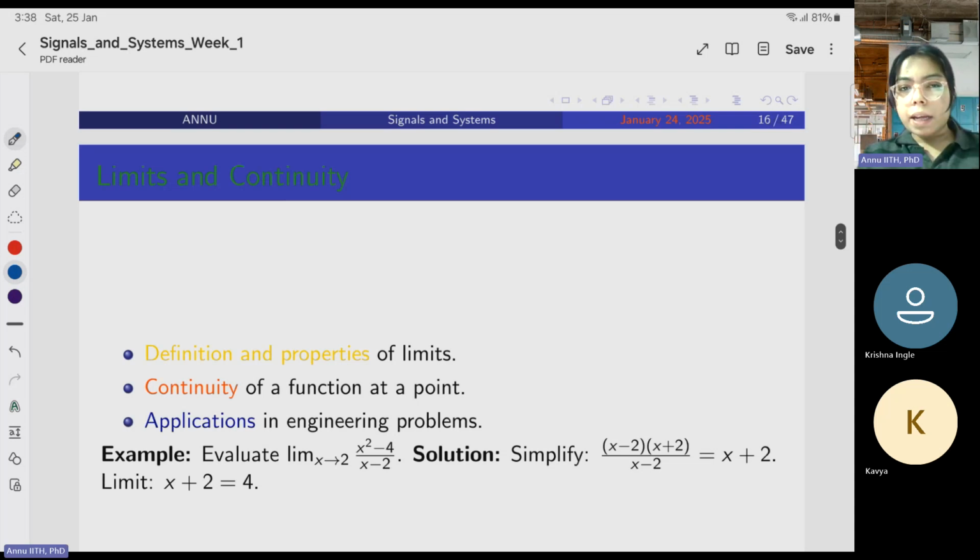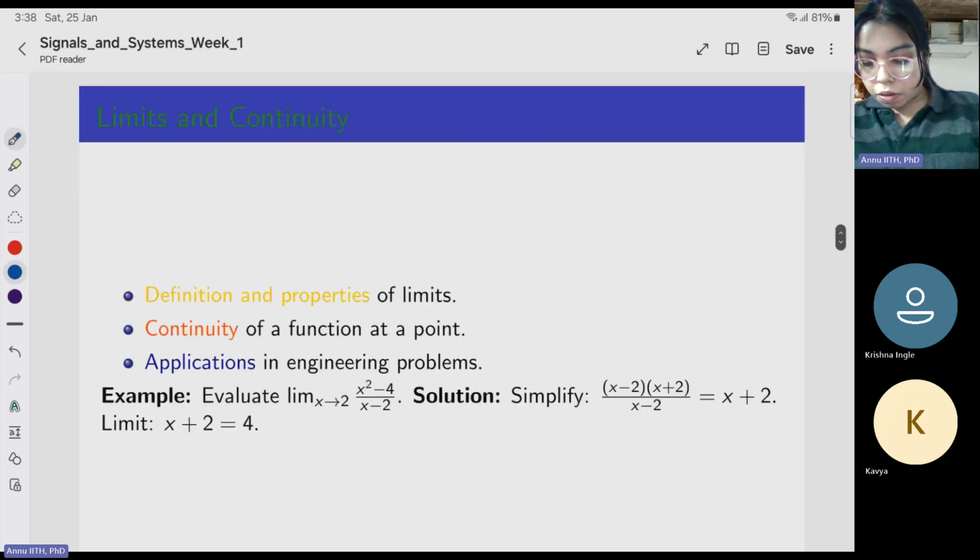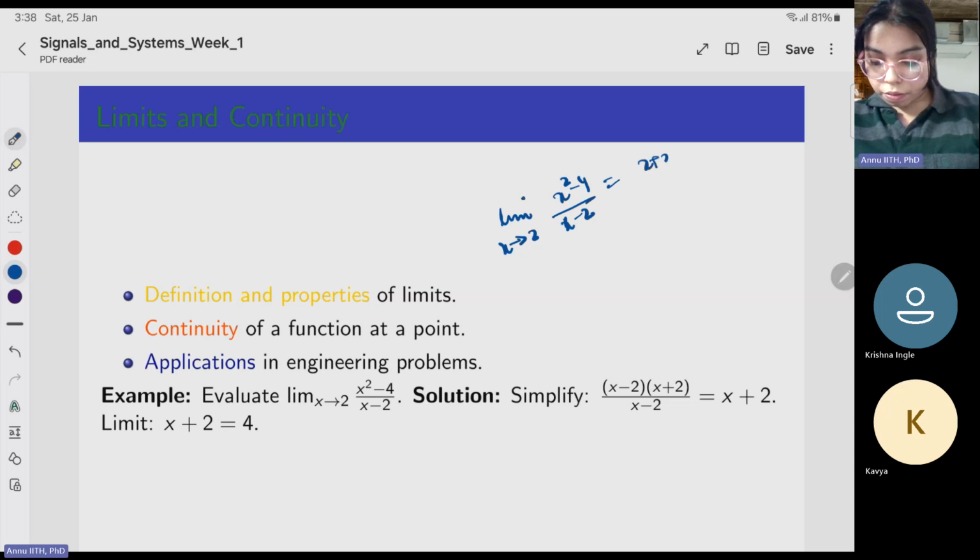In order to solve for the limit, you need to first simplify it to the maximum extent. You need to use some of the maths here. The question is limit x tends to 2, x square minus 4 divided by x minus 2. This goes as x plus 2 times x minus 2 divided by x minus 2. The factor cancels. The limit as x tends to 2 of x plus 2 cannot be simplified further. So 2 plus 2 is equal to 4.